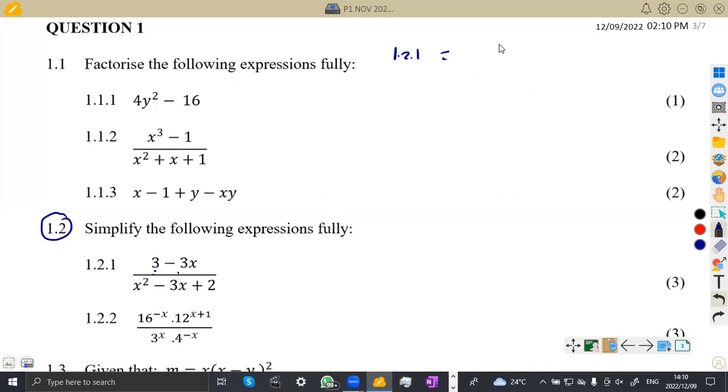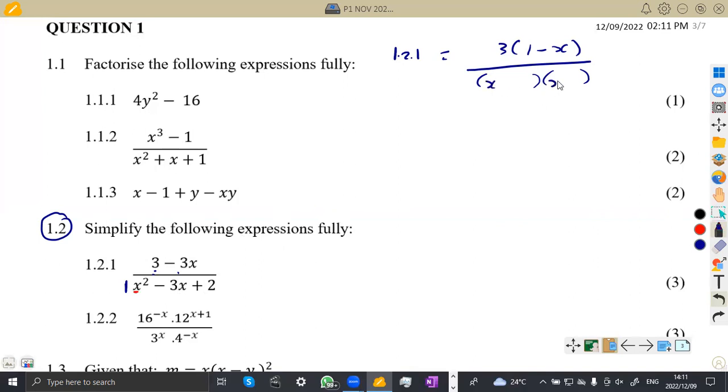So let's factor out the 3 and see what you're going to have. Plus 3 divided by 3, which is 1 minus x. All right, over here I've got x squared minus 3x plus 2, which is a quadratic expression. So the coefficient of x squared is 1. We can take that as an advantage, that you're going to just have 2 brackets affected by x squared.